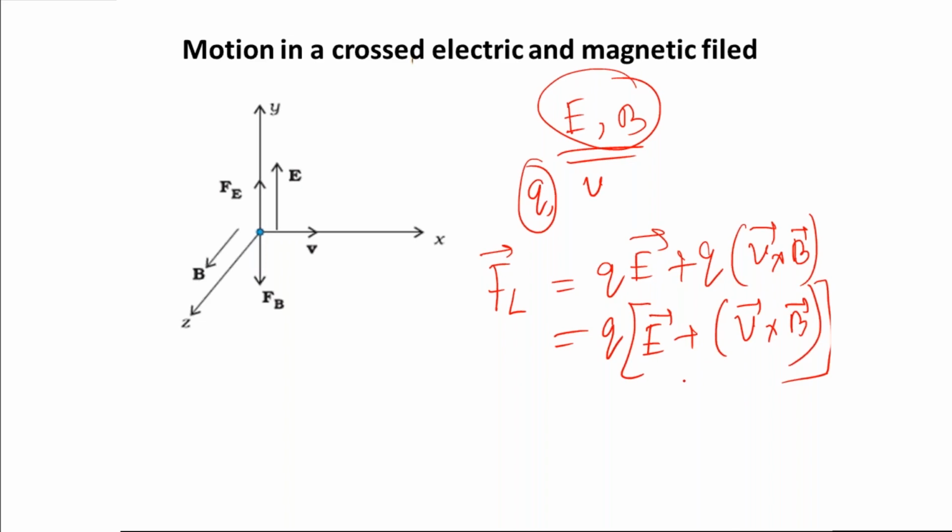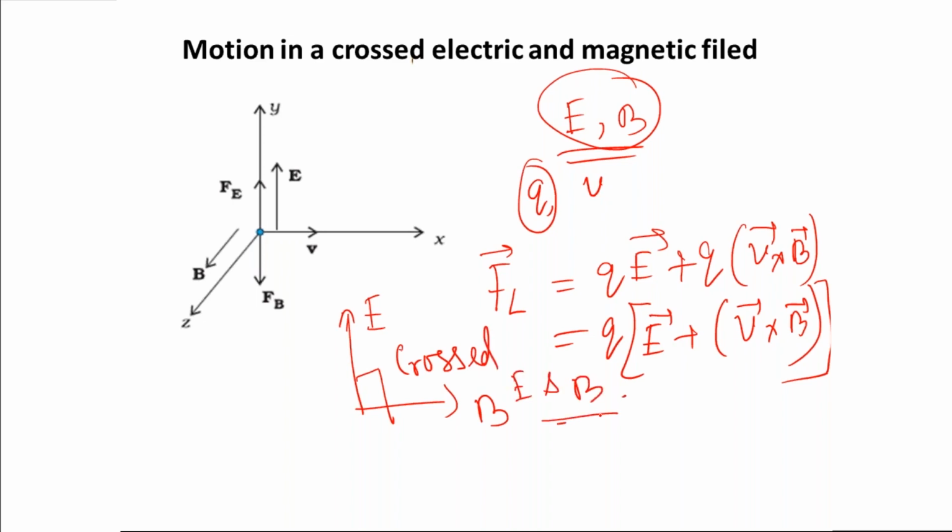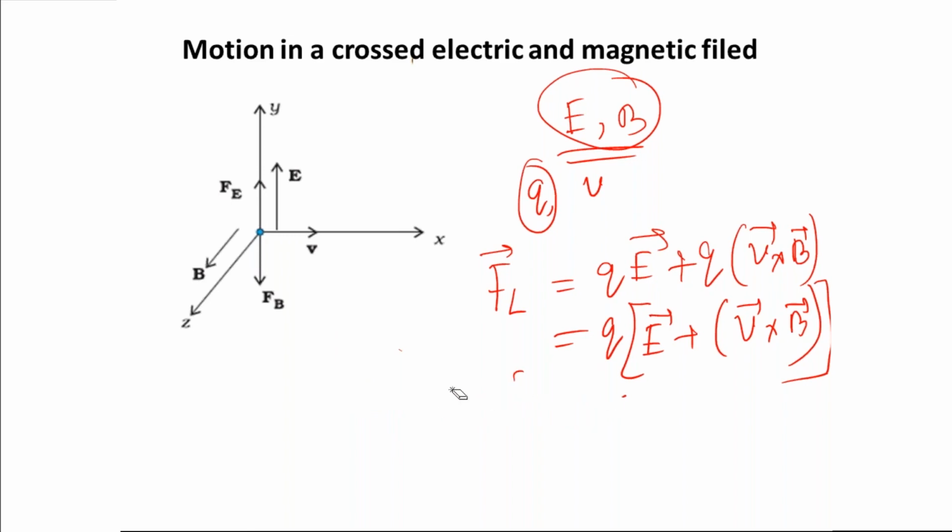Now see, what do crossed magnetic and electric fields mean? Suppose the electric field is in this direction and the magnetic field is in this direction. When they are perpendicular to each other, this is called crossed electric and magnetic field. So let us see what happens when a charged particle moves in a region where there are crossed electric and magnetic fields.